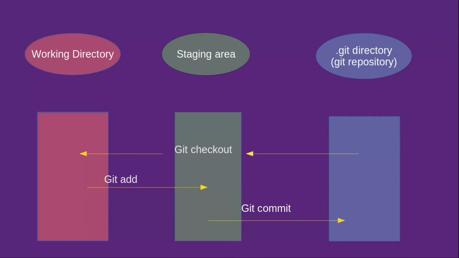And of course, we can check out from one stage to another. So as you can see, we can check out from the Git directory into the staging area, or from the staging area to the working directory. So that's the overall philosophy of how Git actually works.